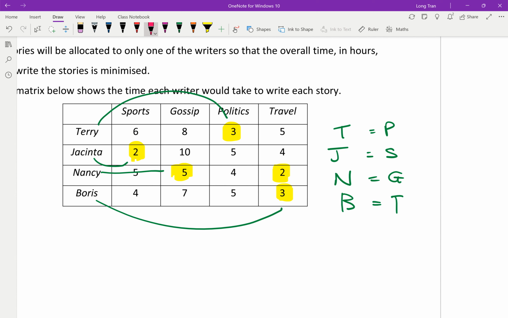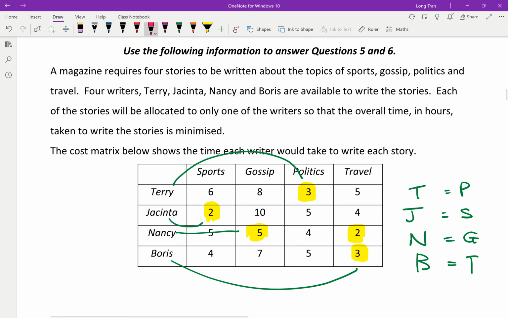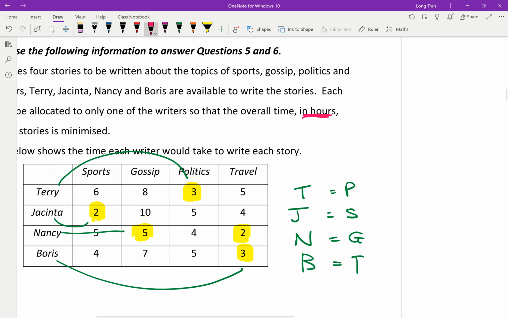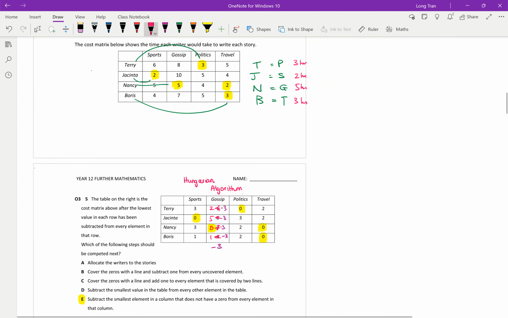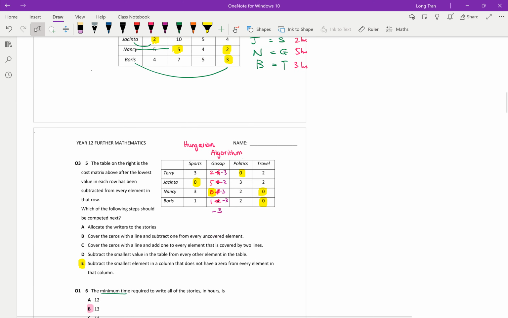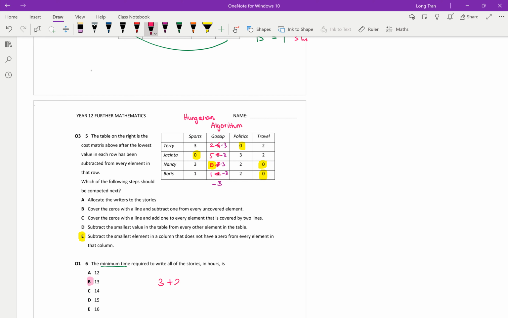So when you want to find the minimum time required, remember this here, they told you that it's allocated to one of the writers. So these are the writers and the overall time in hours. So you can see that Terry with politics will take 3 hours, whilst Jacinta will take 2 hours, Nancy with gossip is 5 hours, and then finally Boris with travel is 3 hours. So in total, you can see I am now doing 3 plus 2 plus 5 plus 3.